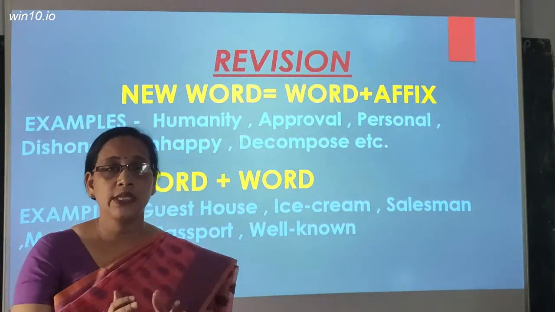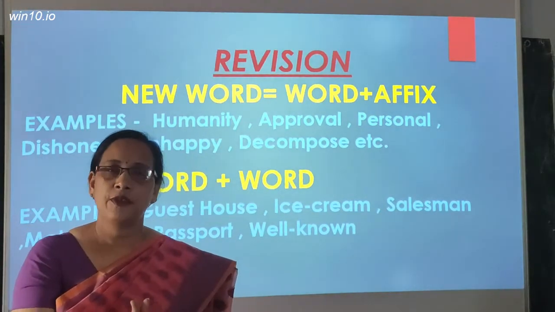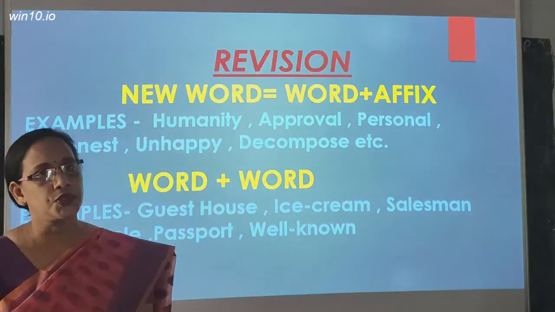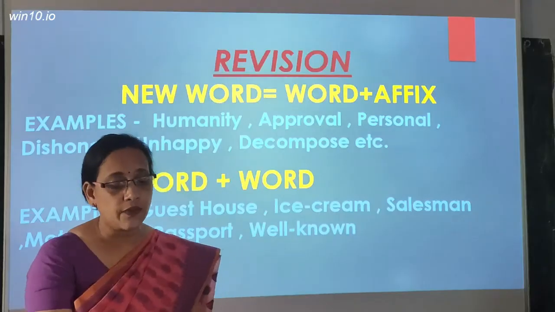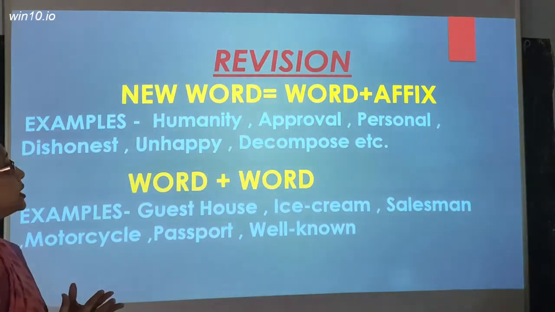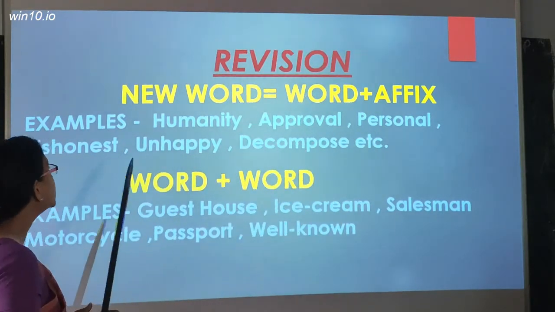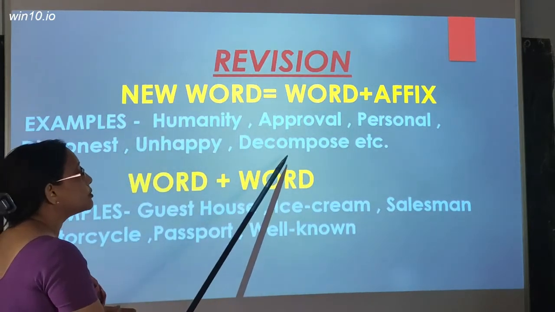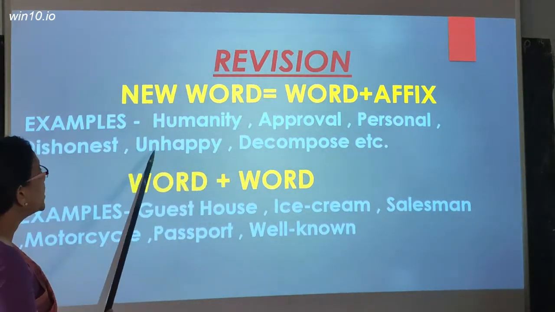We have studied 4 processes of word formation, that is affixation, compounding, blending and conversion. In revision, I'll just tell you that new words are made by 2 processes which are in the course, that is word plus affix. We have many examples like humanity, plural, personal, dishonest, unhappy, decomposed. Here are some examples of ity, that is a suffix, and un, that is a prefix.